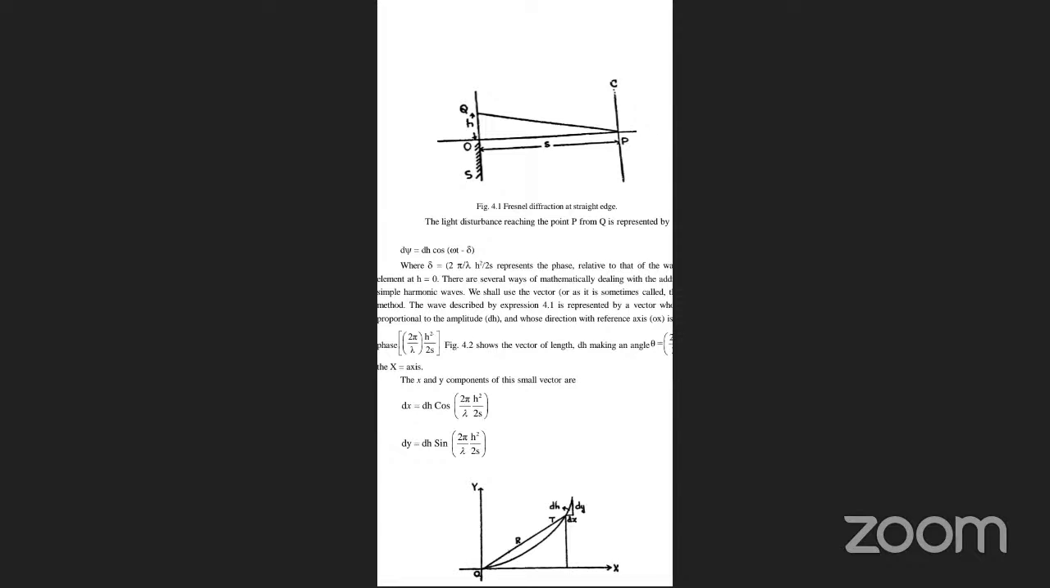In this application, the light disturbance reaching the point P from Q is represented by d psi equal to dh cos omega t minus phi. That is the light disturbance reaching the point P, where phi equal to 2 pi by lambda times h square by 2s represents the phase relative to that of the wave from the element at h equal to 0.